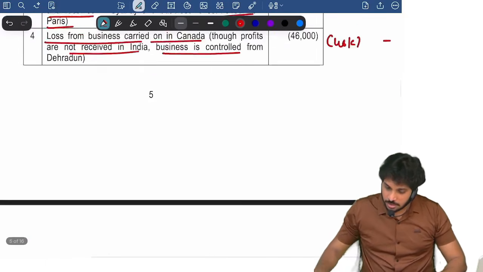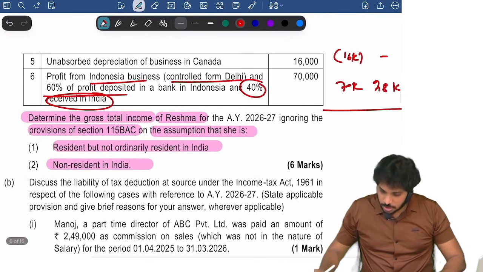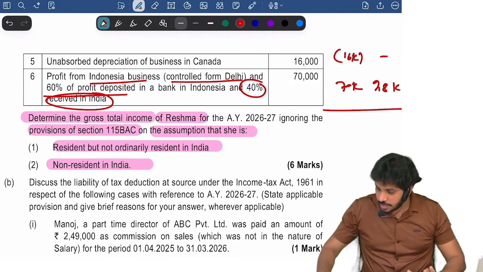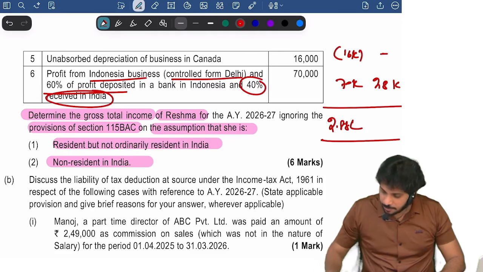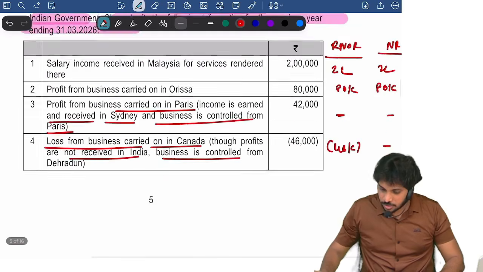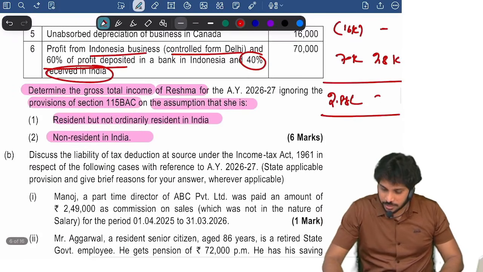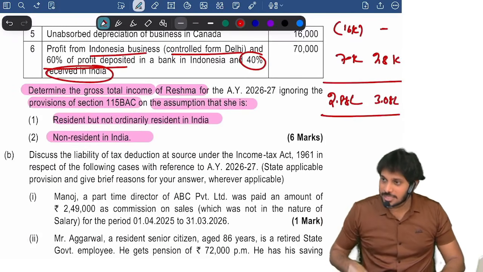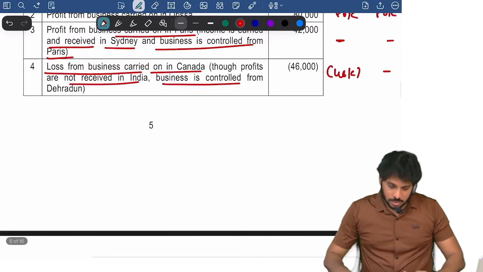Net answer. So 2 lakh plus 80,000 minus 46,000, minus 16,000, plus 70,000 is equal to 2.88 lakh. Correct? Whereas for non-resident, 28,000 plus 2 lakh plus 80,000 is equal to 3.08 lakh. That's it. Answer is given. Correct? This is gross.